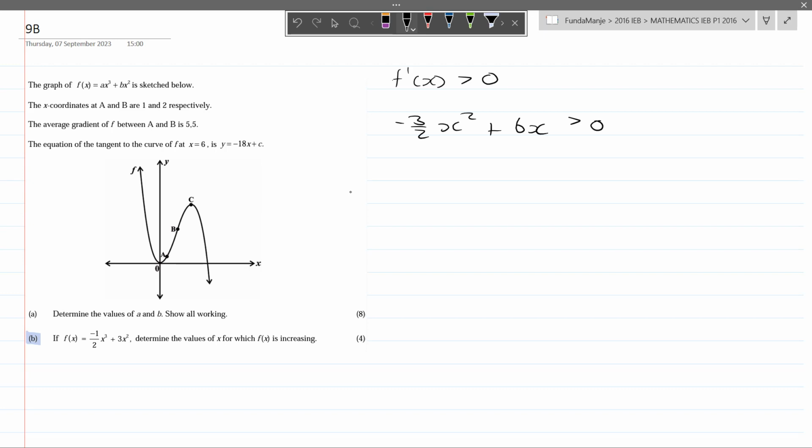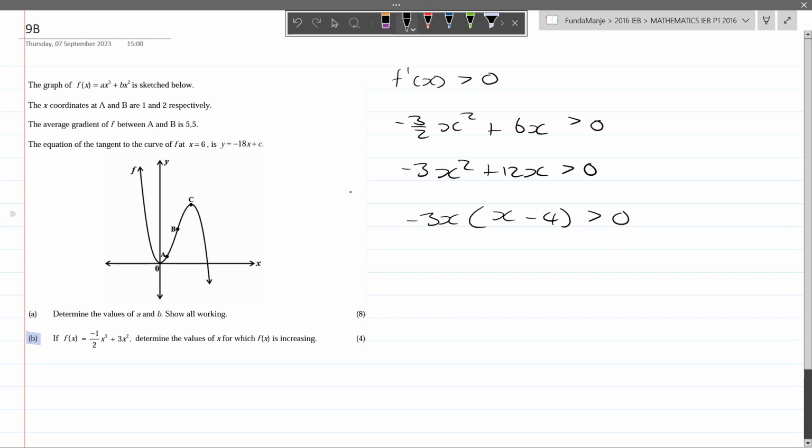Then we can solve for this by multiplying by 2 everywhere. That's going to leave us with minus 3x squared plus 12x is greater than 0. And then from this we could easily just factor out minus 3x. Taking out minus 3x, from this we get x, from that we get minus 4, and this has to be greater than 0. Then we can get our critical values, and say it's between 0 and 4, right?